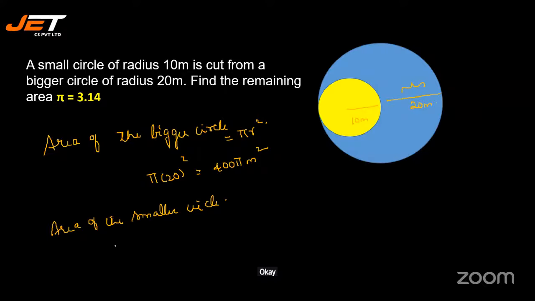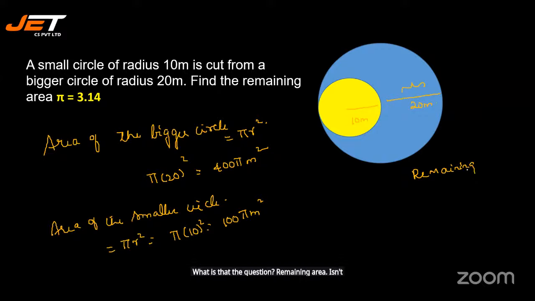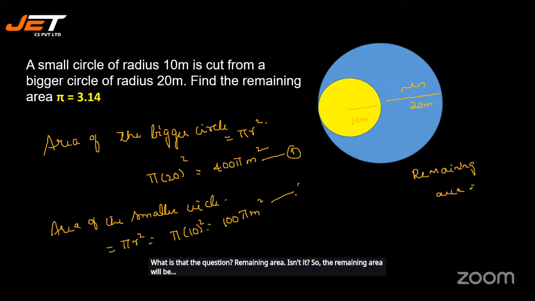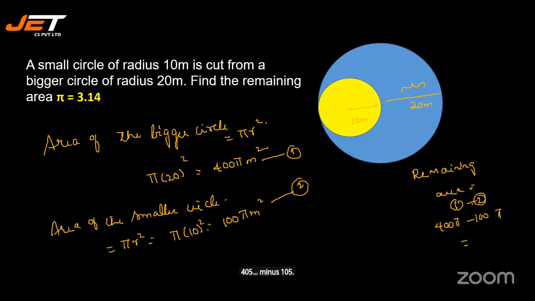Okay. Next, area of the smaller circle. So that is same formula pi r square. But the smaller circle has the radius 10, isn't it? So it is 100 pi meter square. Right. So now what is the remaining? The question asks the remaining area, isn't it? So the remaining area will be this minus this. That is 1 minus 2. 400 pi minus 100 pi, which is 300 pi meter square.